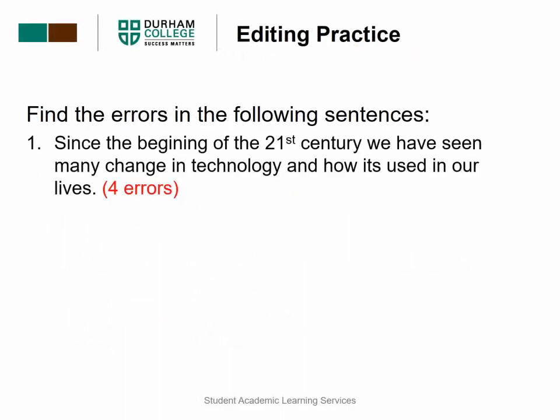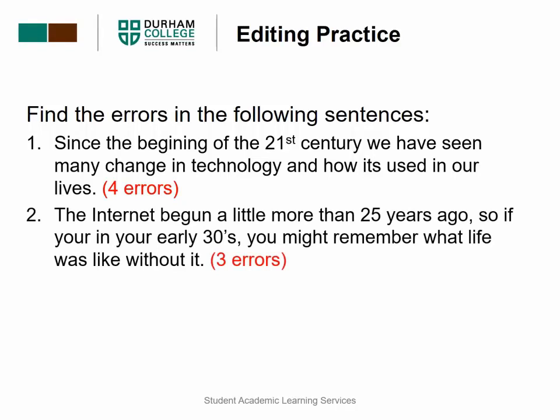So let's go back now and review the errors from the sentences that I showed you earlier. In this first sentence, you can see that there were 4 errors. The first error was the misspelling of beginning, should be double N in there. After century, 21st century, there should be a comma because that's a dependent clause, or you can think of it as an introduction. We have seen many changes, so there are many, so there has to be plural for changes. In technology and how it's used. So how technology is used, it is. We need to have it apostrophe S or it is.